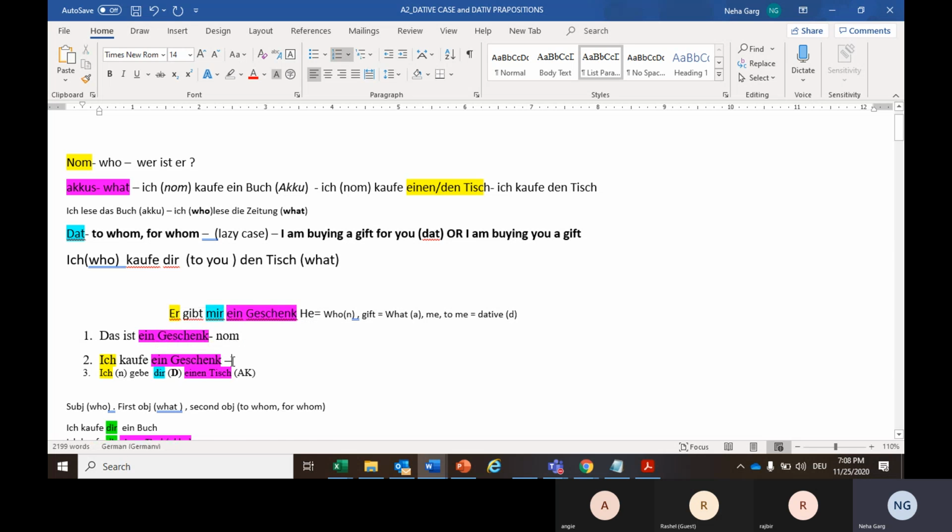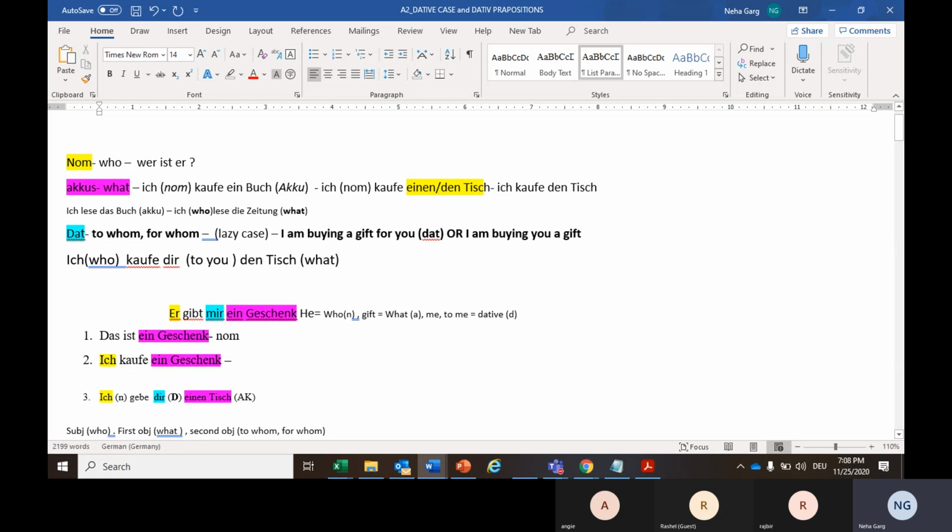But here in sentence number 3, "Ich gebe dir ein Geschenk." I am giving you a gift. So "ich" here will be nominative. Then "einen Tisch" will be accusative. What am I giving? A table. But "dir" will be dative. To whom am I giving the table or a gift? To you. So "ich" is nominative, "dir" is dative: to whom I am doing something or for whom I am doing something.